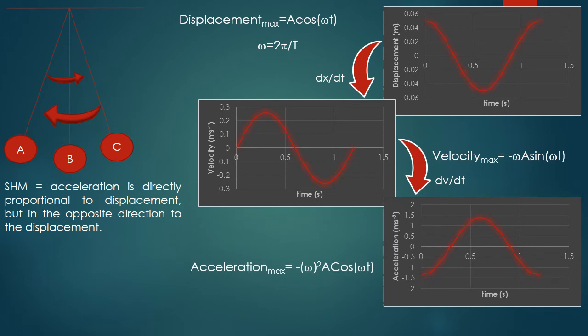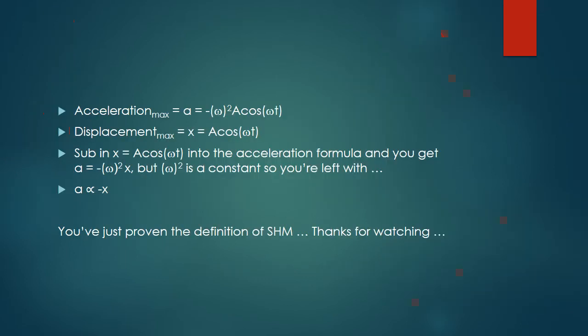So according to the graphs of displacement and acceleration, you can see they are both cosine graphs, so are proportional to one another, but they are 180 degrees out of phase, so always act in opposite directions.